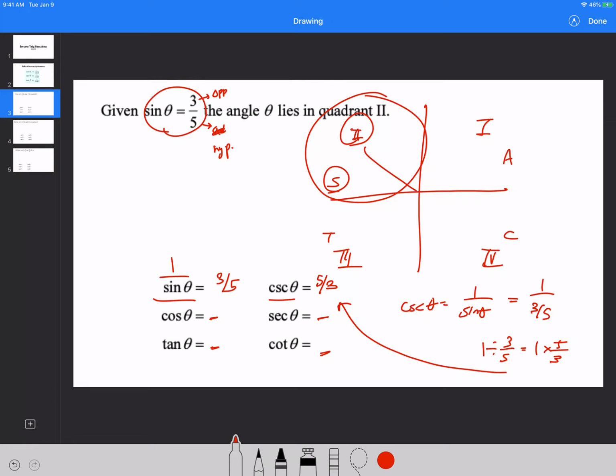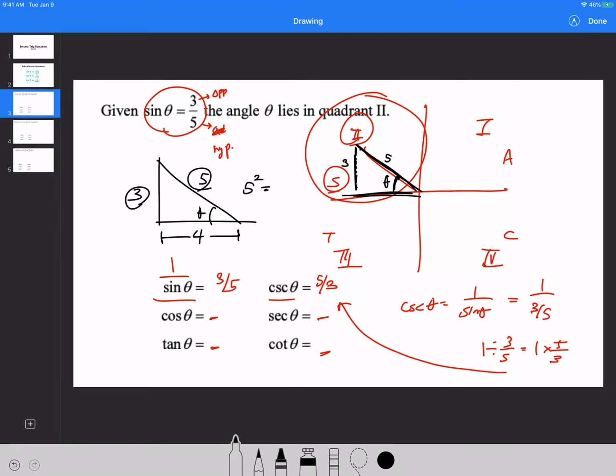For cosine and tangent, you need what we call a reference angle. We need a triangle. If it's in the second quadrant, it should be this terminal side, where this is your reference angle because it's the angle formed with the x-axis. If I draw a line straight down, this is your opposite length of 3 and this is your hypotenuse length of 5. With this new right triangle, you can figure out your adjacent side, which is 4, using the Pythagorean theorem: 5 squared equals a squared plus b squared, and then solve for b.